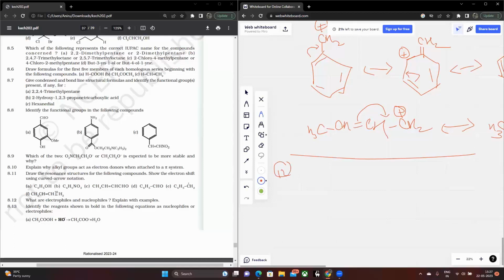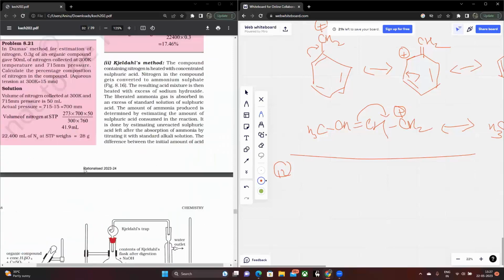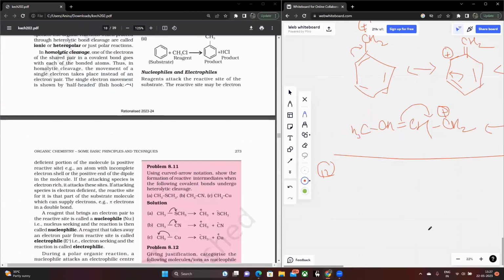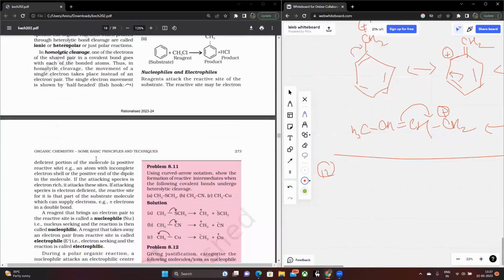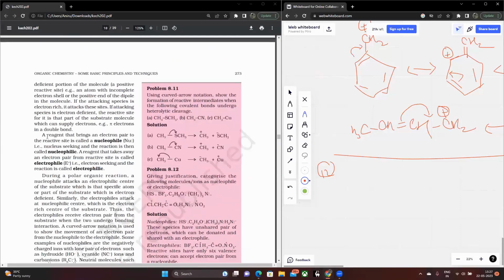12. What are electrophiles and nucleophiles? Explain with examples. I'll just show you in the text and I'll explain by voice what electrophiles and nucleophiles are. It's too much to actually write down here, right? So you have the nucleophiles and electrophiles thing here at page number 273. A reagent that brings an electron pair to the reactive site is called a nucleophile, while a reagent that takes away an electron pair from the reactive site is called an electrophile, right?